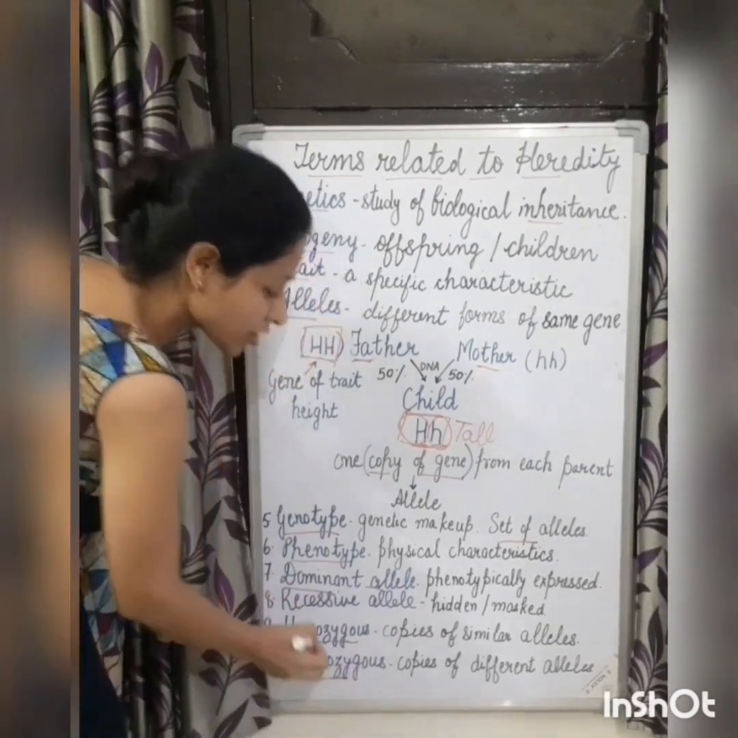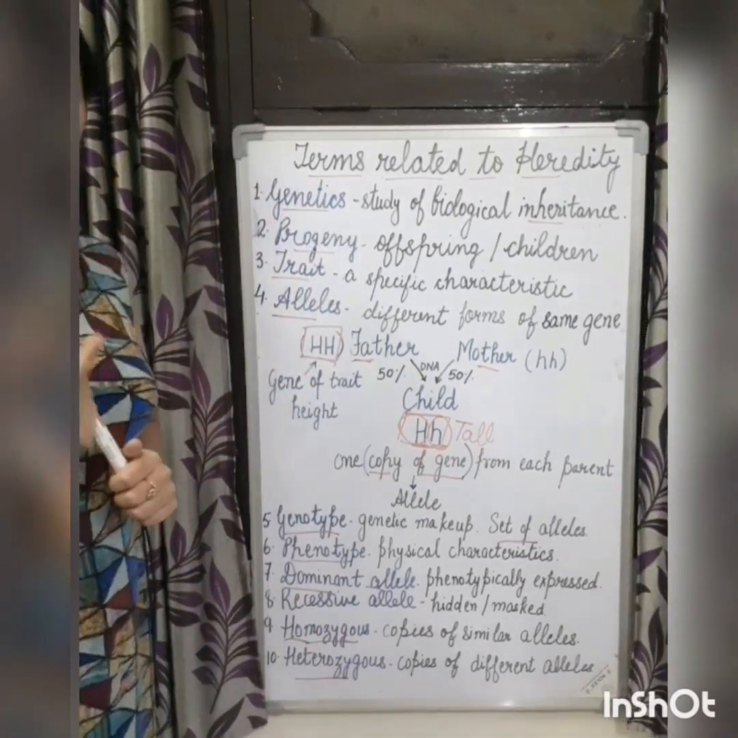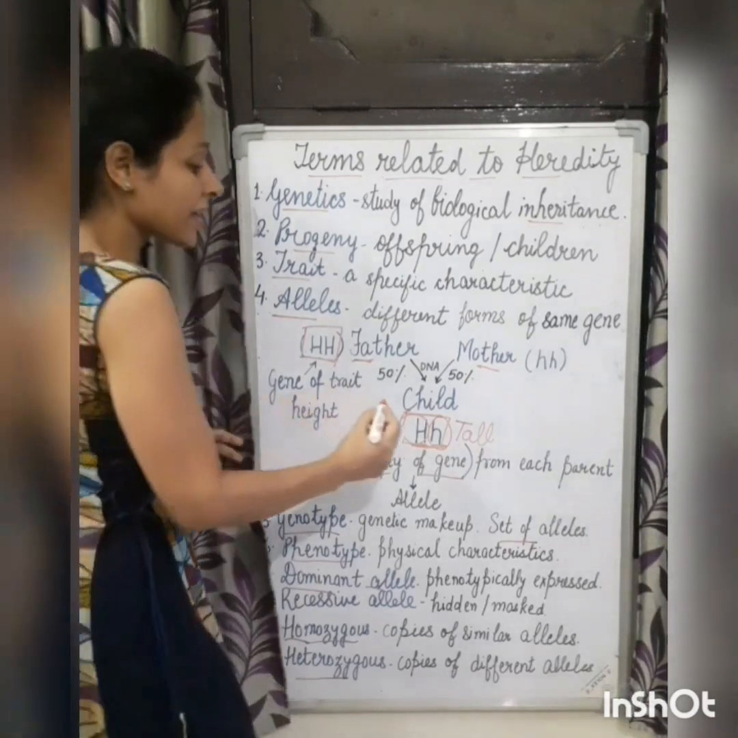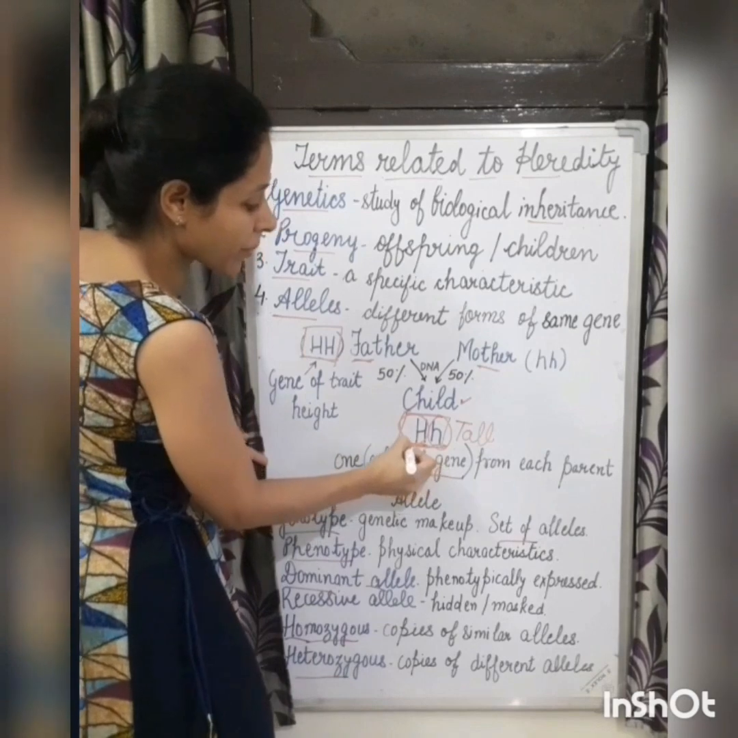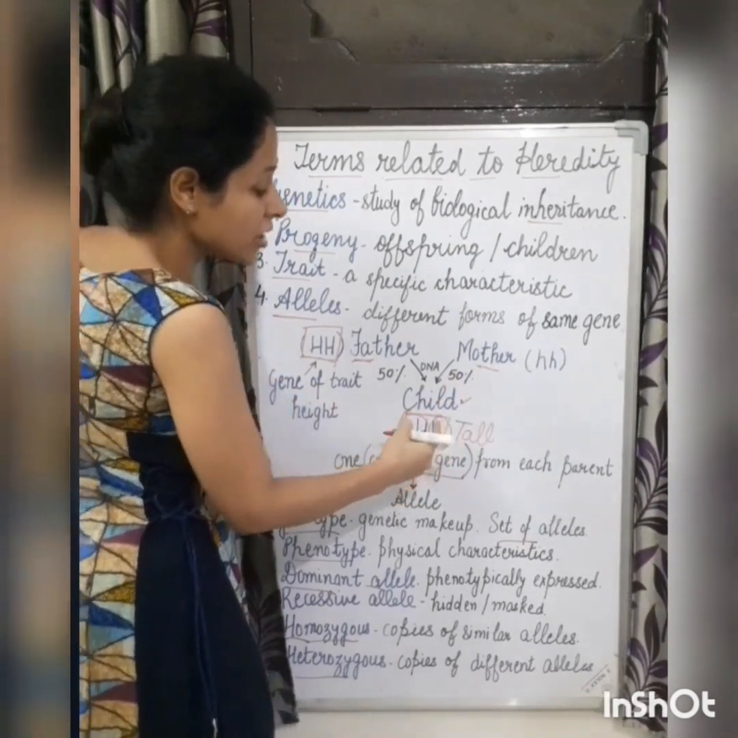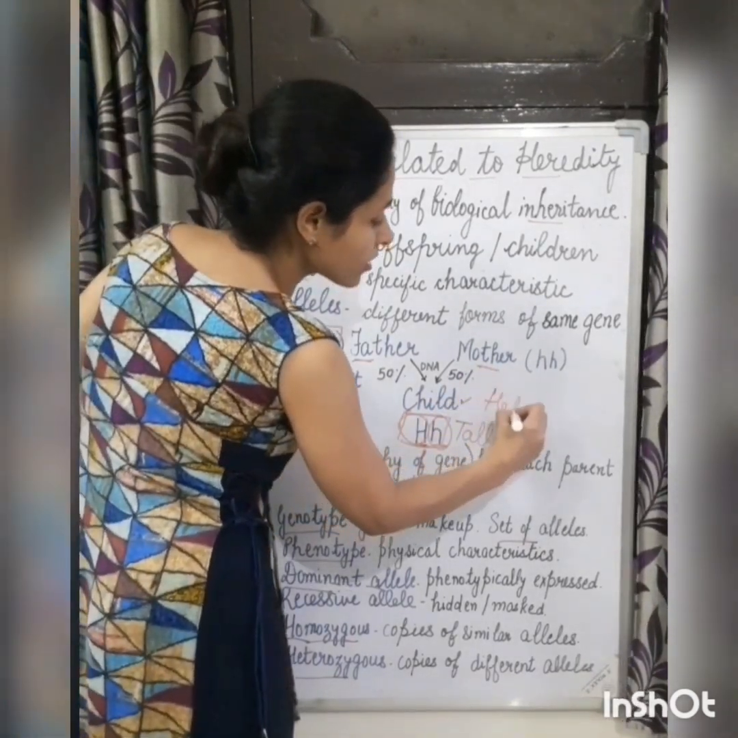Heterozygous means the organism receives different alleles from both the parents. Like in the case of this child, he has received different alleles, one capital H and one small h. So this child is heterozygous.